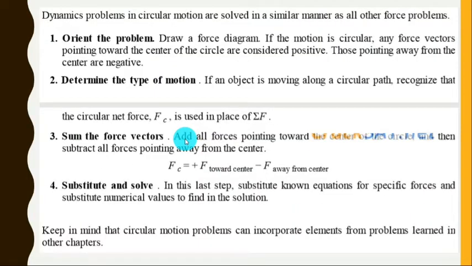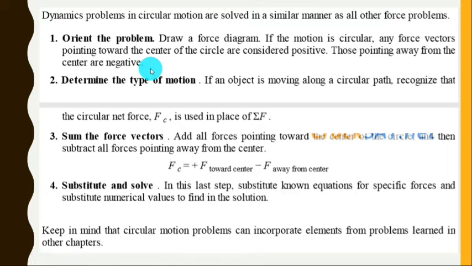Good. After we talked about all the cases, let's see if we have any dynamics question asking about circular motion, what we have to do step by step in all questions. Number one, you have to draw a force diagram or a free body diagram. If the motion is circular, any force vectors pointing toward the center are always positive. Remember this note. Those pointing away from the center are negative.